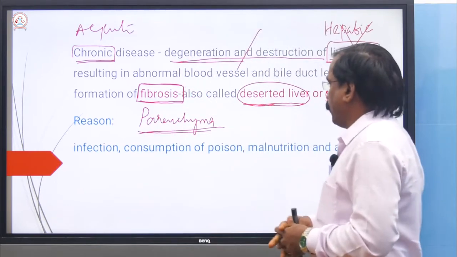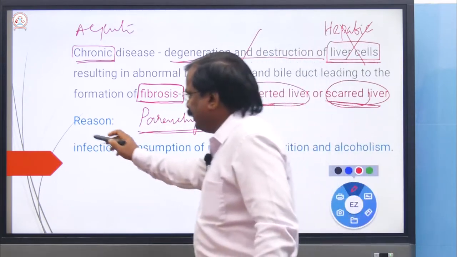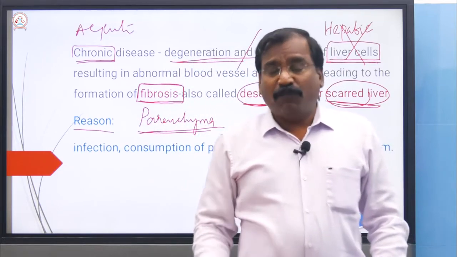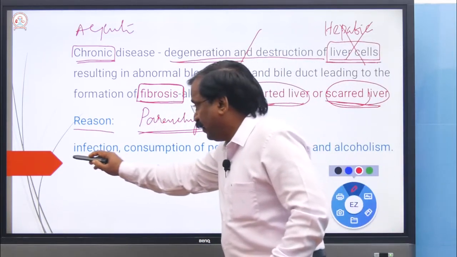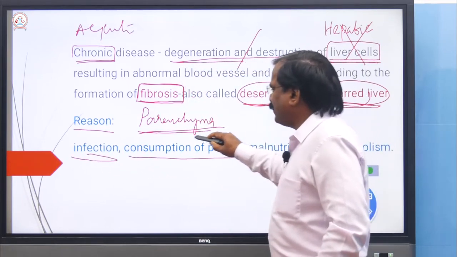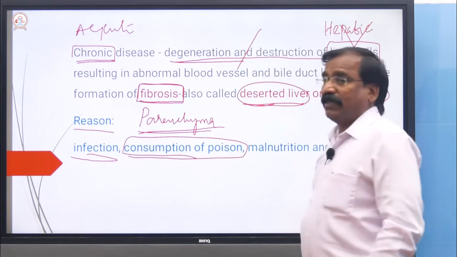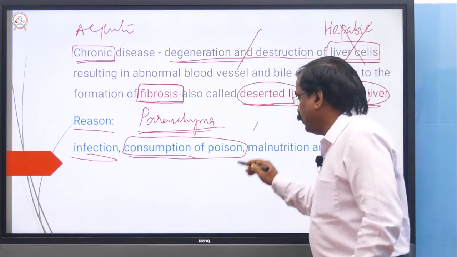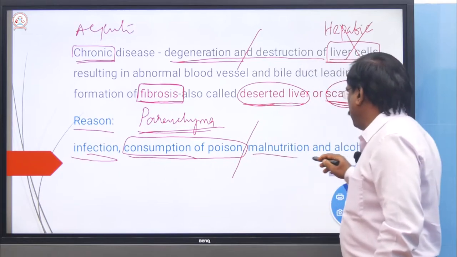So liver disorder. What is the reason for this liver cirrhosis? Infection, maybe a viral infection, or consumption of poison, any toxic substances, toxins, that is also a reason. Consumption of poison and malnutrition.